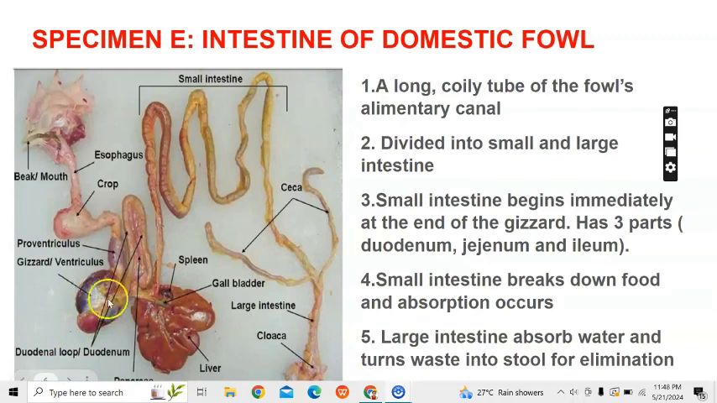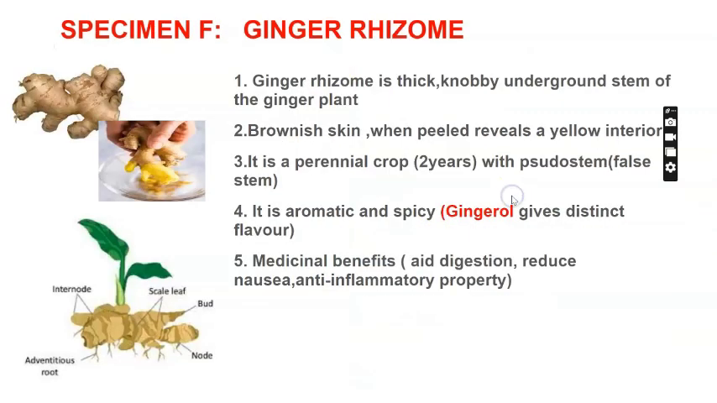So this is the gizzard over here that you are looking at. Just immediately you can see this prominent place is the duodenum, and that is it about the small intestine. The small intestine breaks down and absorbs food using digestive enzymes, while at the large intestine, absorption of more water happens there, and also waste or leftover food is then turned into stool, which will later be eliminated by the body. So that is it about the intestine of the domestic chicken.